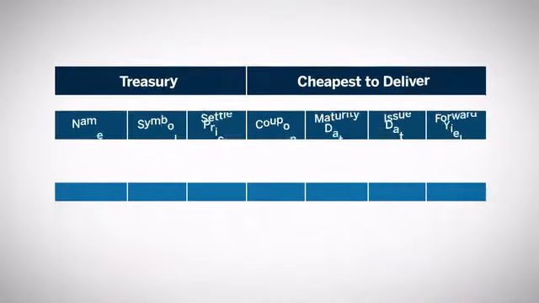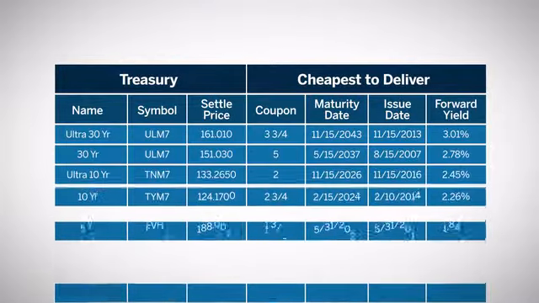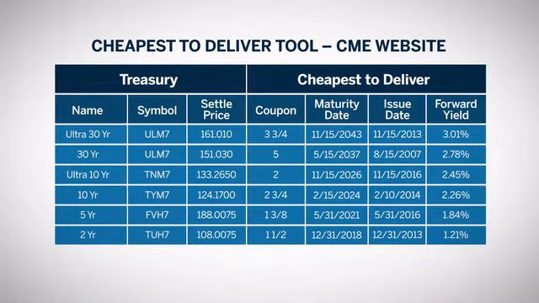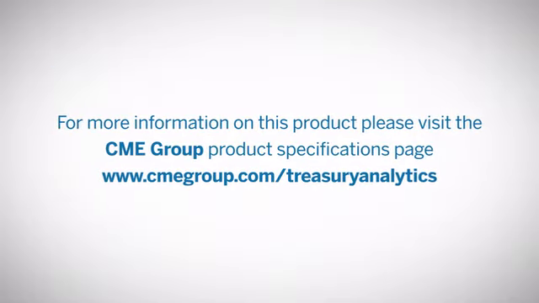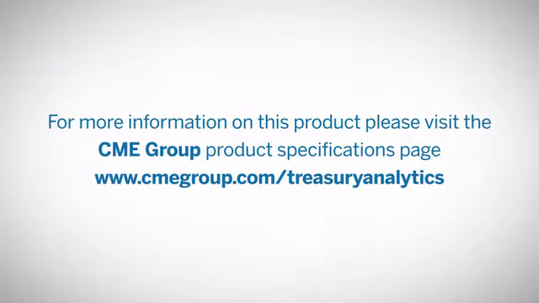Knowing what goes into determining the cheapest to deliver can help traders save money by delivering the cheapest cash bonds on the futures contract. The CME has many tools on their website, such as the Cheapest to Deliver tool, to help show traders the cheapest to deliver security. Check out the CME details for the specifics of the delivery of the individual treasury you want to trade.